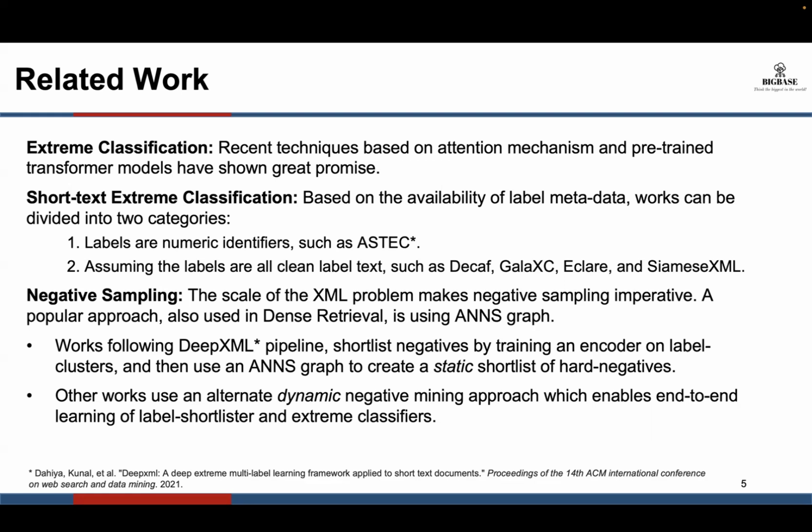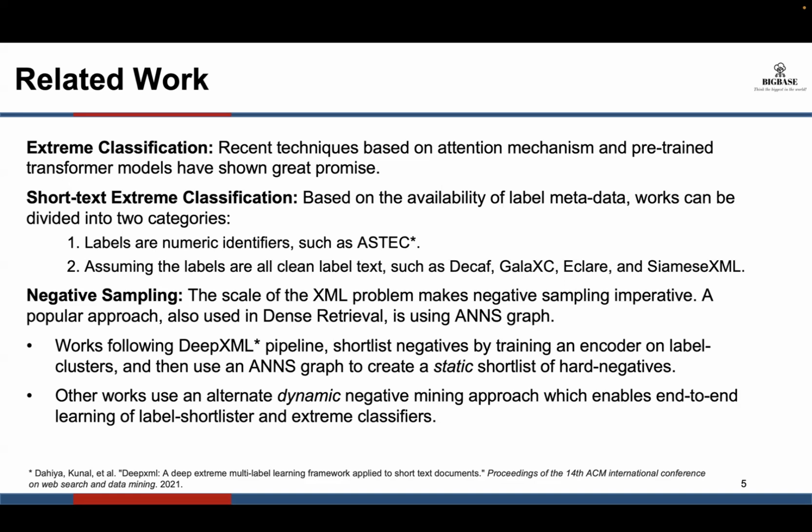And for short text extreme classification, we can divide the work into two categories based on the availability of the label metadata. The first category of works assumes labels as just numeric identifiers, such as done in STEC, which is one of the compared models to the proposed framework. The second category takes the labels as text, and some example models are Decaf, Galaxy, Eclair, and Siamese XML. But the problem here is that even though the additional label metadata is useful, it is usually known for only a small subset of all labels. So in this paper, they also use the first approach and accept the labels as numeric identifiers.